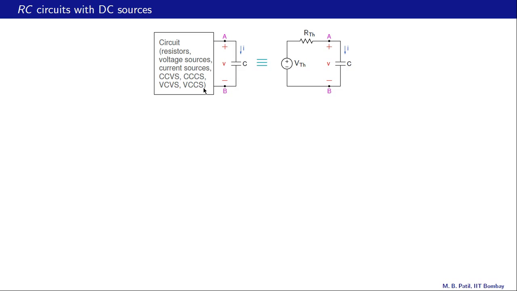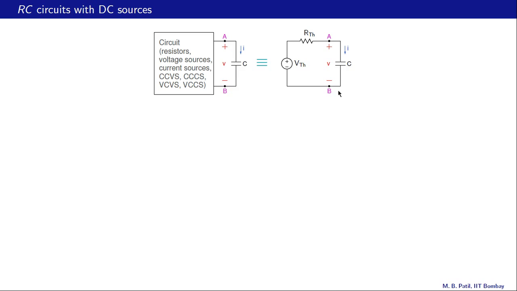Since this circuit is a linear circuit, we can represent it with this Thevenin equivalent consisting of a voltage source VTH in series with a resistance RTH, and this capacitor of course appears as it was earlier over here.